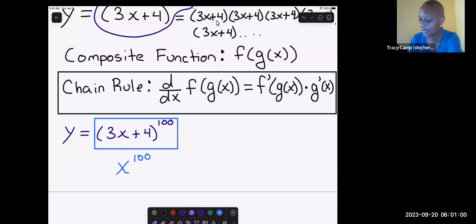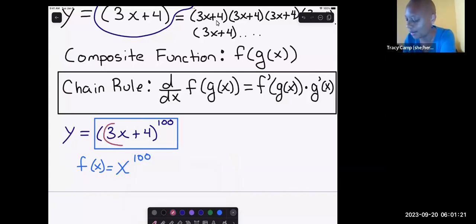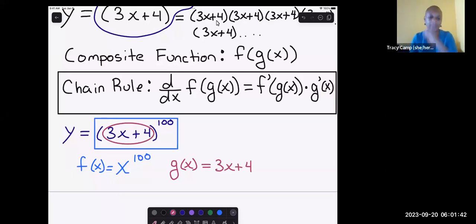And I'll just name this function f of x. But notice it is not x raised to the power of 100. It's actually 3x plus 4 raised to the power of 100. I just stuck that x there. But the reason for that is to recognize that we can think of this 3x plus 4 as being like an inner function, taking the place of that x. And so we can think of this 3x plus 4 as being the g of x in this composite function.